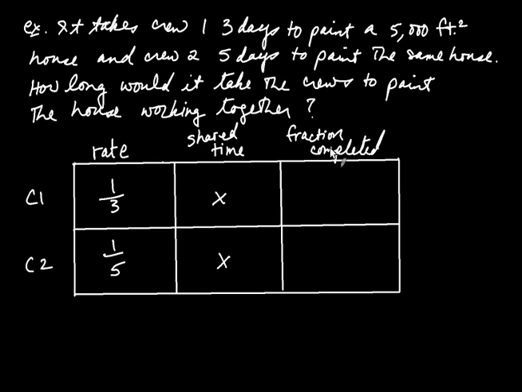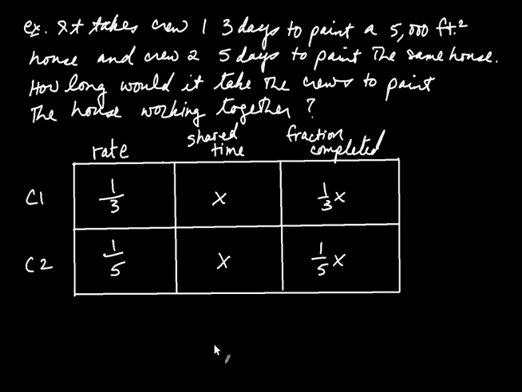Now, fraction completed, you have to be kind of careful with these little squares here. Now, we know that we want 1 full house to be completed, but what this square refers to is how much crew 1 completes, because it's in crew 1's row. So to figure out the fraction that crew 1 completes, just like with Stevie and Carol, you multiply the rate by how long they worked for, right? So it'll be 1/3 times x. That's what this box will be. 1/3 times x. That's how much crew 1 completes. How much does crew 2 complete? Same idea, right? It's 1/5 times x.